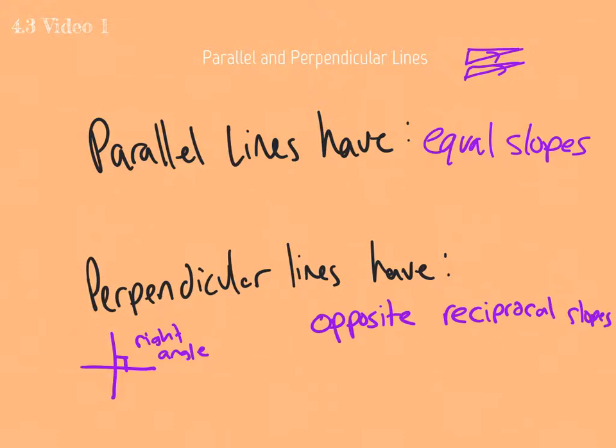The opposite part means positive or negative. So whatever the original slope is, the other slope is opposite. So one positive, one negative. Reciprocal means flip the fraction over. So flip the fraction over. On this next slide, we'll do some examples.